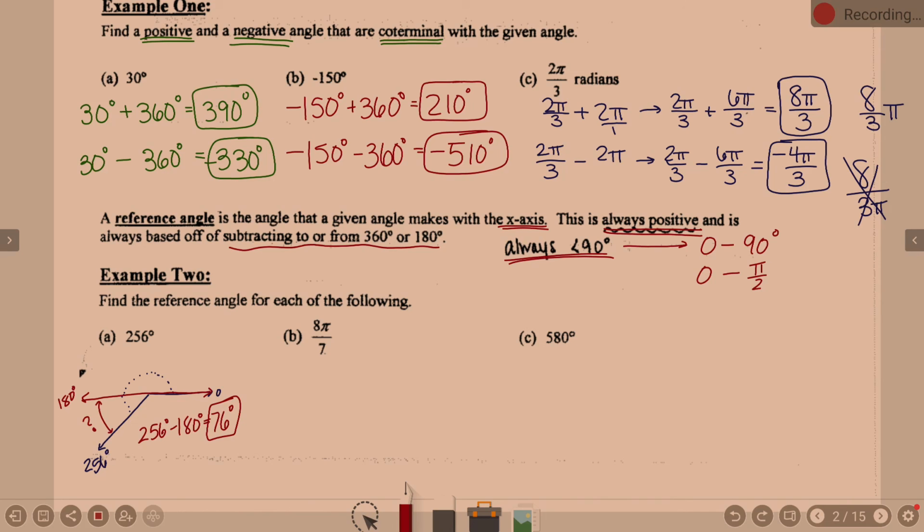8 pi over 7. Now, this one's a little more difficult for a couple different reasons. One, you're not going to find sevenths on your unit circle. So we have to think a little bit more. Okay?